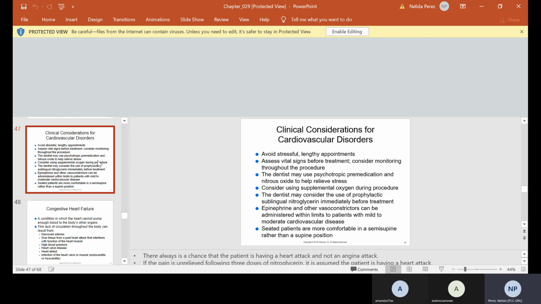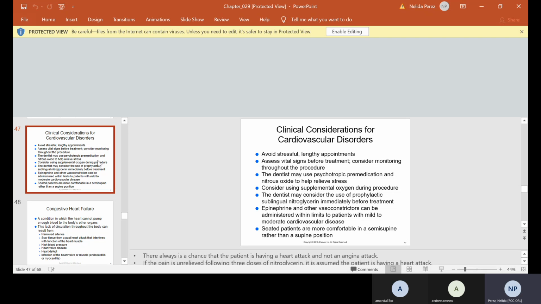Clinical considerations: avoid stressful, lengthy appointments, assess vital signs before treatment, consider monitoring throughout the procedure. The dentist may use psychotropic pre-medication and nitrous oxide to help relieve stress. Consider using supplemental oxygen during the procedure. The dentist may consider the use of prophylactic sublingual nitroglycerin immediately before treatment. So that's like a little pill that they give them to put under their tongue, sublingual.